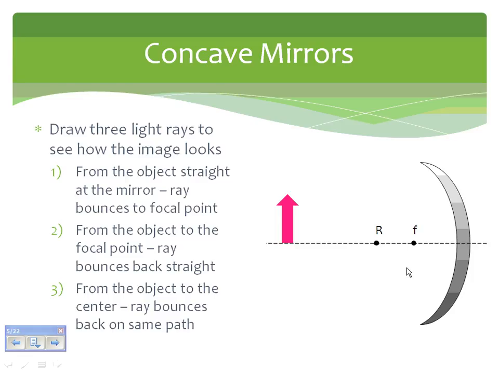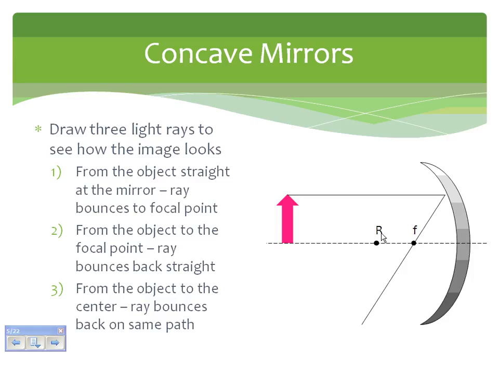So the first principal ray that we're going to do is going to be the same thing that we did last time. It's going to go straight at the mirror, and notice that it's bouncing towards the focal point. In this case, it bounces towards the focal point instead of away from the focal point because of how the mirror is bent. If you notice, you can draw out a normal, and that normal traces back to the radius of curvature like we talked about in class.